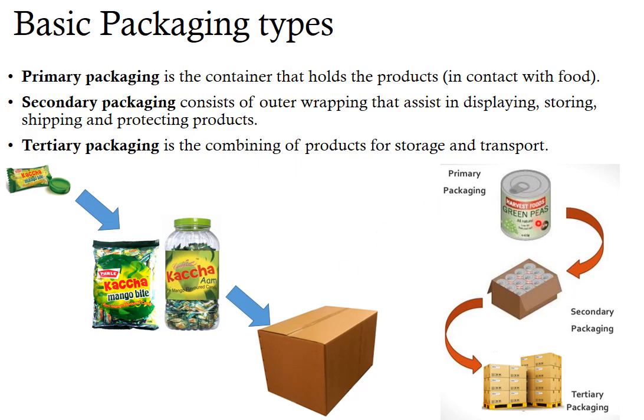On right hand side you can see a can of peas. In this case the can becomes your primary packaging container since it is in direct contact with the food. Secondary packaging here will be a corrugated box containing cans of peas packed together, whereas tertiary packaging will be all the different corrugated boxes packed together so that they can now be transported or stored for different marketplaces.